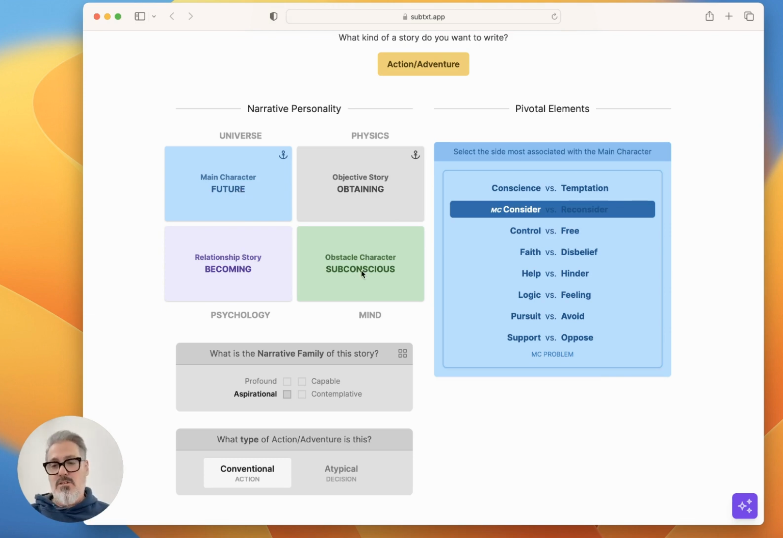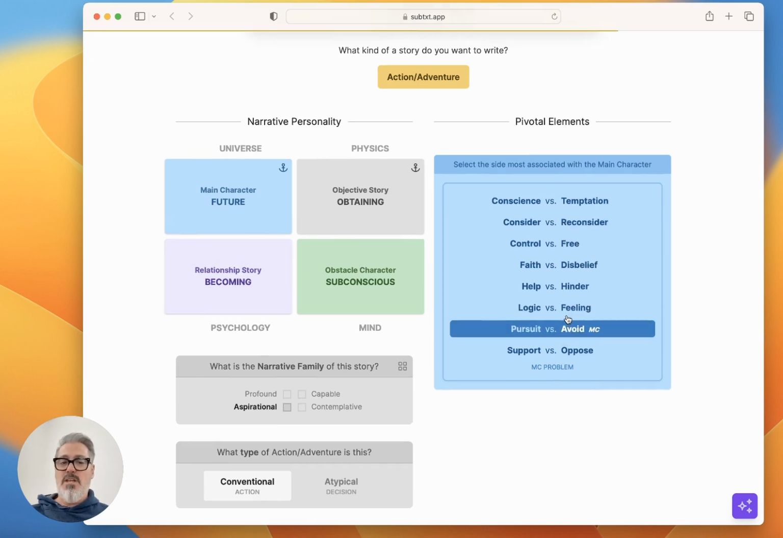And the obstacle character's goal is subconscious. And the relationship story's goal is becoming. Those all fit together because they're all looking at the same thing down here at the bottom, just from 4 different points of view. So when you have a problem of avoiding something, well, in this story, the objective story will focus on resolving that through obtaining something. The main character through line will focus on resolving it through futuring something, setting up your future.